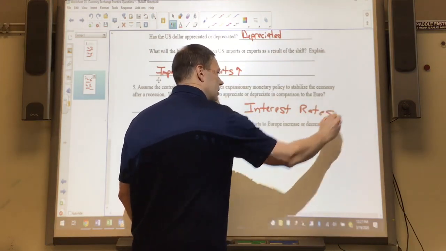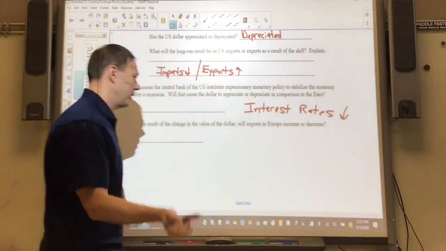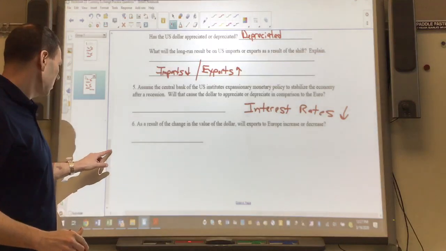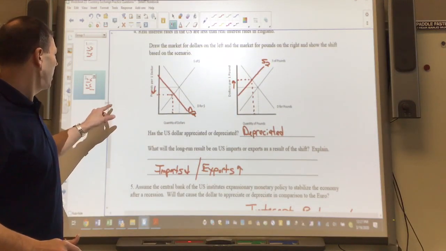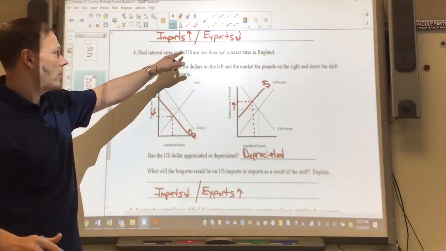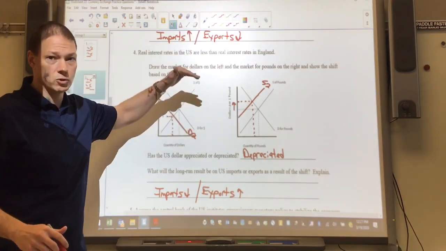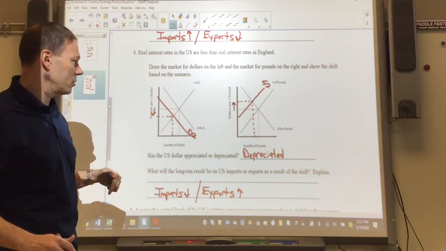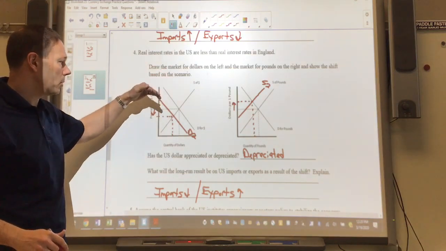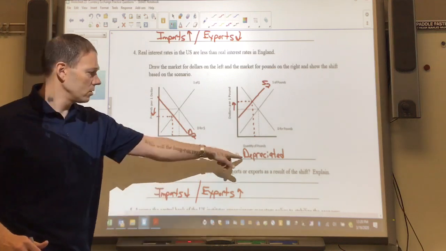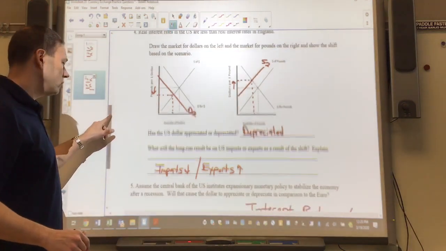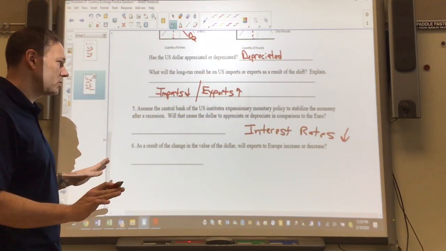Now, this is a very similar circumstance to what just happened up here. A moment ago, notice the scenario: real interest rates in the U.S. are less. In other words, real interest rates have gone down. What happened when real interest rates went down? People don't want to put their money in America. That decreases the demand for the dollar, and it causes the dollar to depreciate. It's the same thing that just happened.